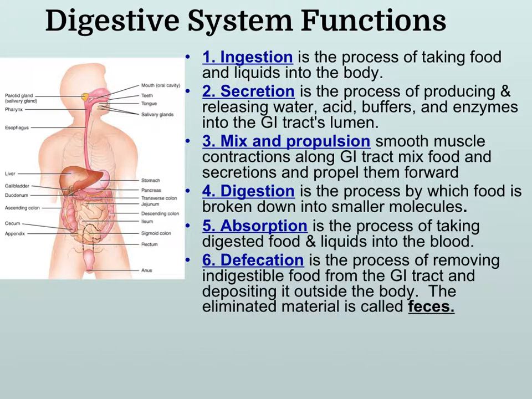So when it comes to the function of the digestive system, it's not just about digesting food and making it smaller. It all starts with ingesting, which means taking food into the body and liquids into the body. Secretion is a step that is occurring in pretty much every phase of the digestive process. That's various types of cells releasing various products, including water, acid, chemical buffers, and enzymes, all into the lumen of the GI tract as a way of helping that food either be digested and broken down or be absorbed.